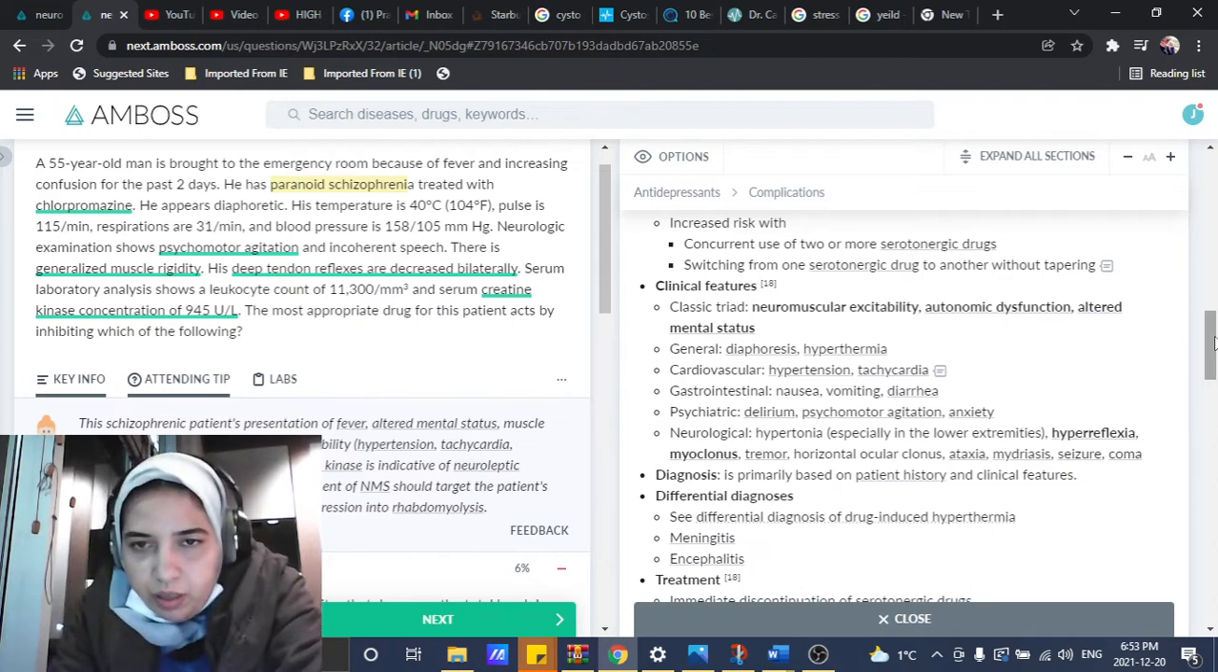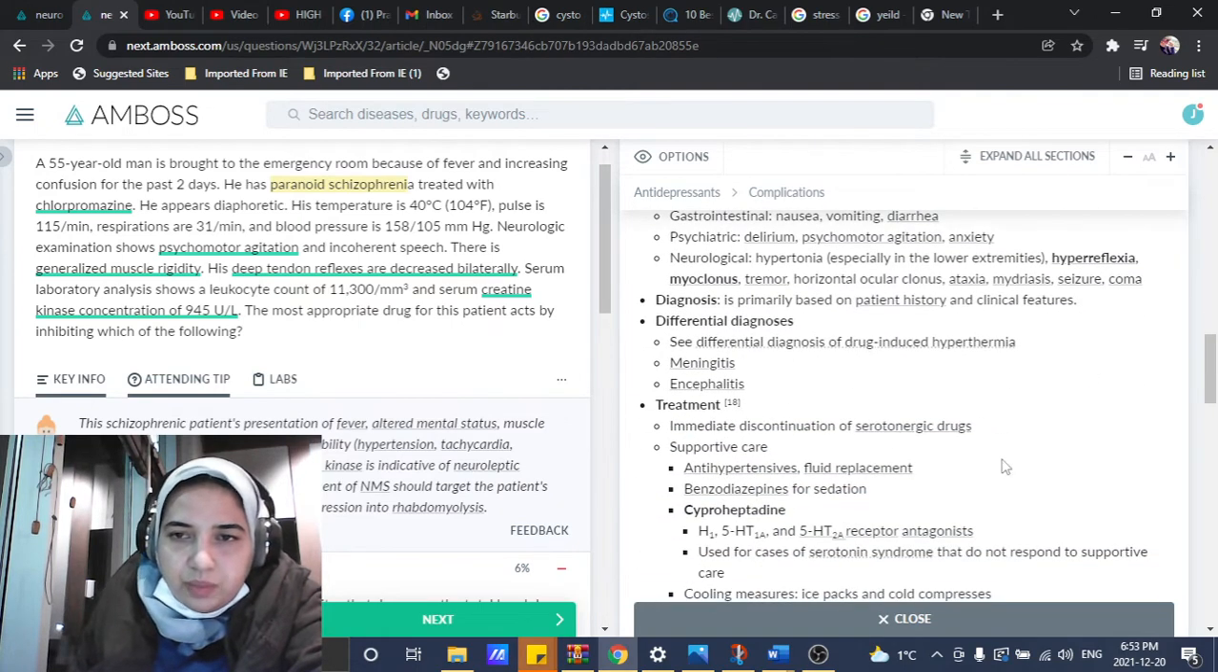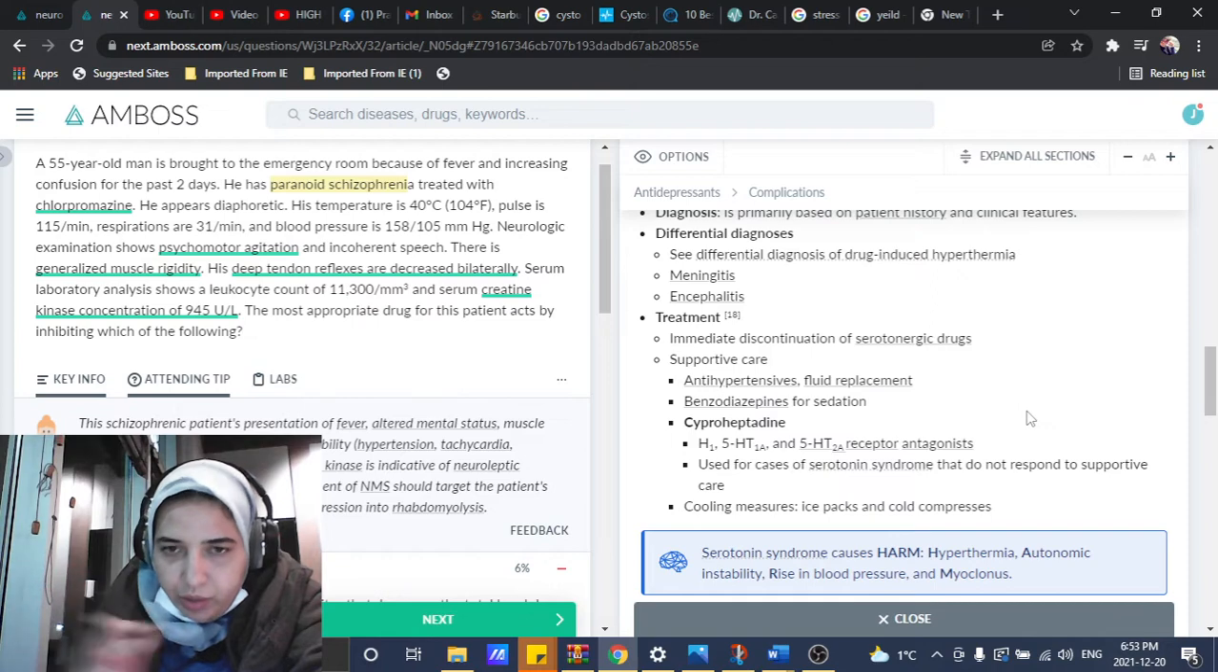Diaphoresis and hyperthermia, cardiovascular hypertension, tachycardia, cool. Psychiatric picture, delirium, psychomotor agitation, anxiety. Neurological hypertonia, hyperreflexia, myoclonus, so that's important. So I'm just going to put under neuromuscular excitability that there is myoclonus. Diagnosis is primarily based on patient history and clinical features, differential diagnosis. Treatment, immediate discontinuation of the drugs, antihypertensives, fluid replacement, and then they also have here the cyproheptadine. So I'm just going to, again, write down cyproheptadine.